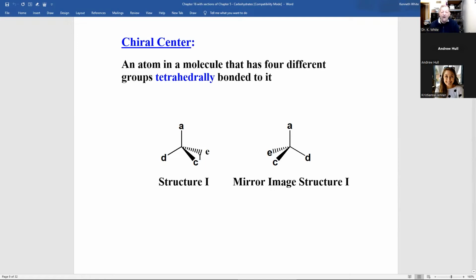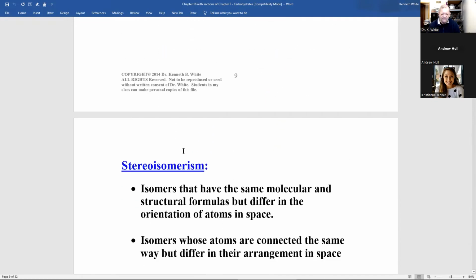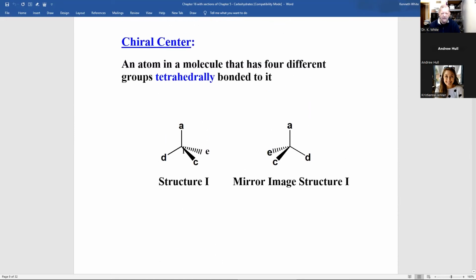But when you have a carbon with four different groups tetrahedrally bonded to it, in this case carbon, which cannot be in a double or triple bond, this is called a tetrahedral structure. We call that a chiral center. So what does this mean? Well, let's take a look.